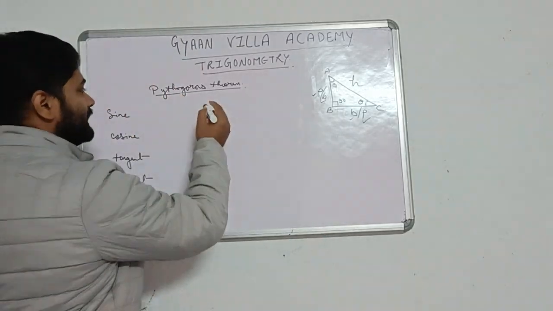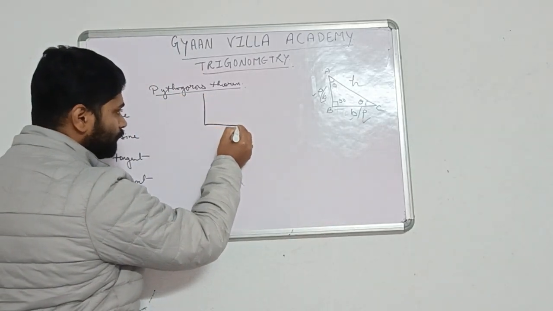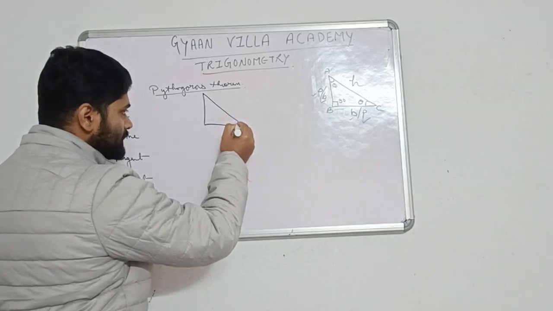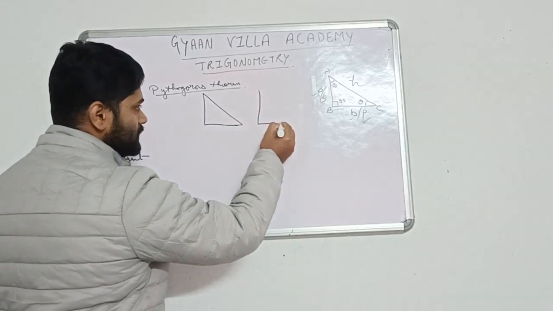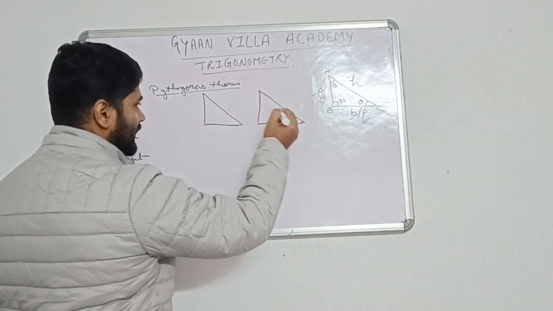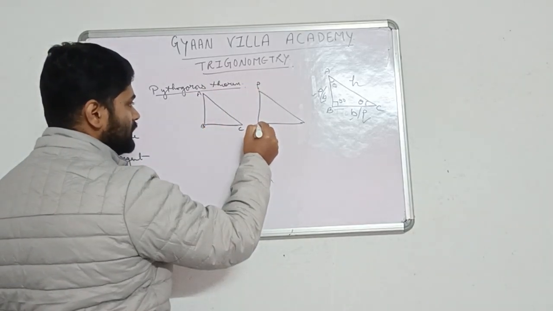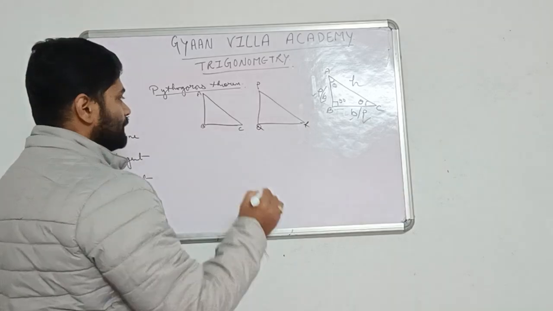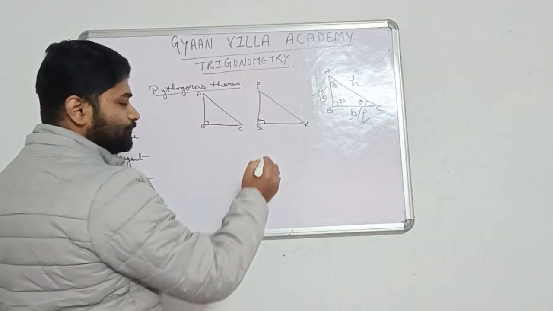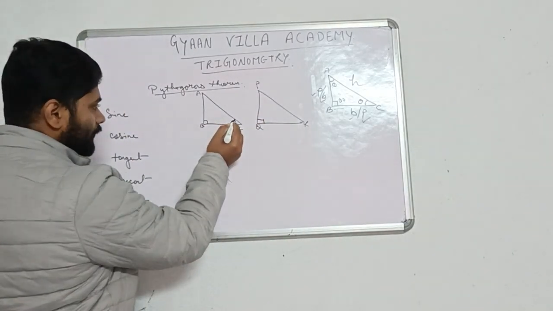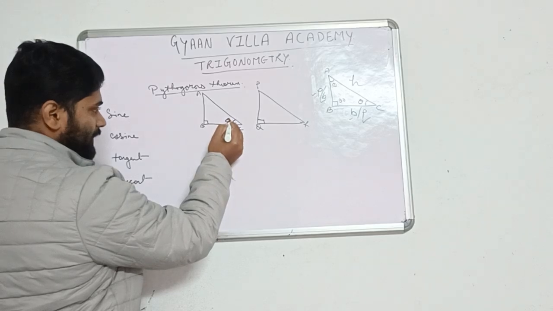I will show you clearly. See, suppose this is a triangle and this one is another triangle named A, B, C and P, Q, R. See, it makes an angle of 90 degrees. If you are observing from here.